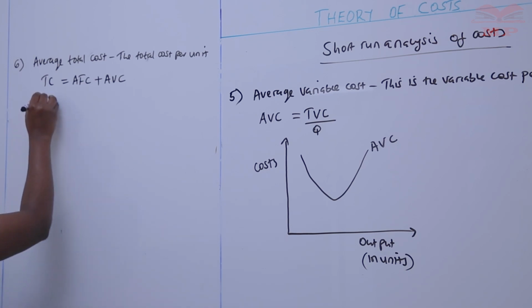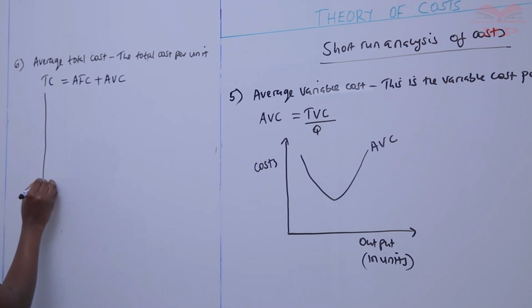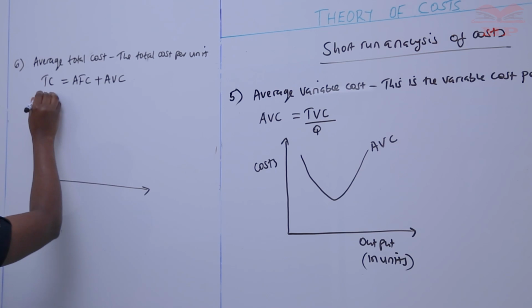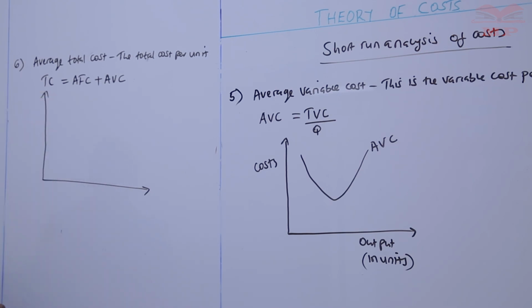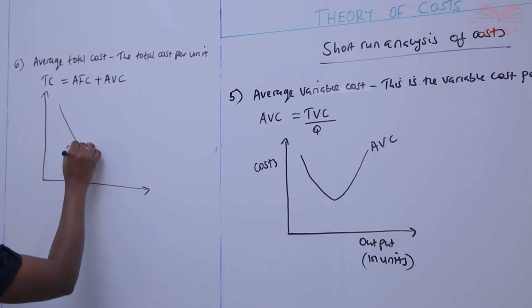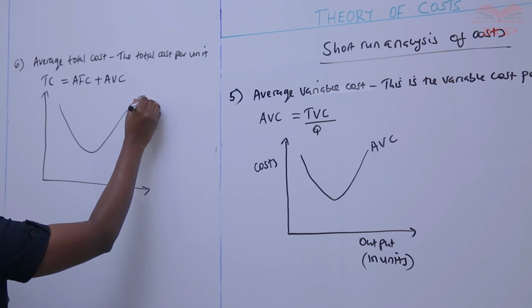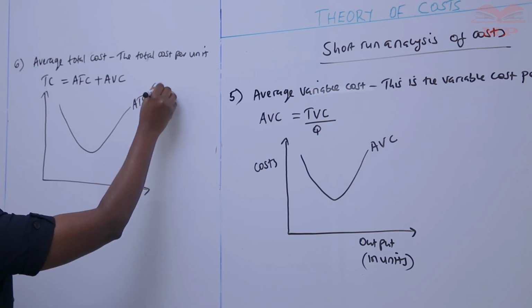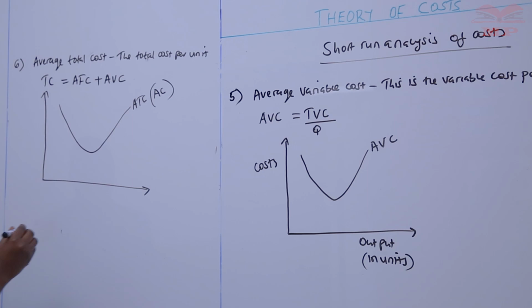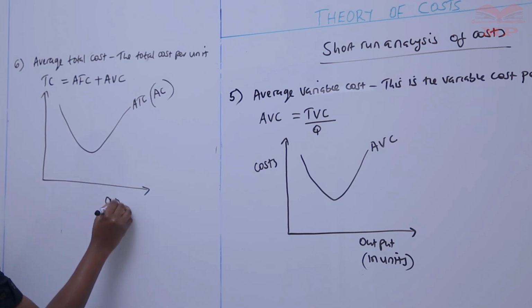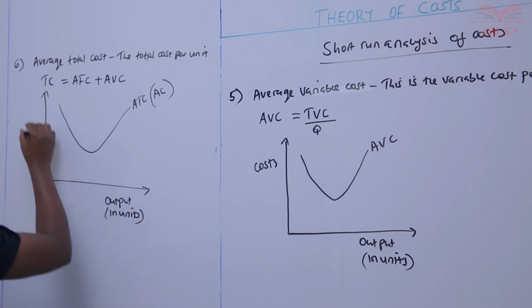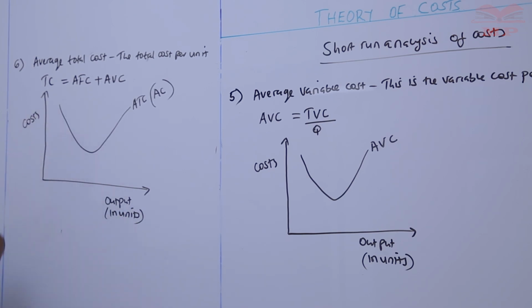So how do we illustrate this using a diagram? It has the same shape as that of average variable cost, and it is also U-shaped. This is the average total cost, which is also the same as average cost. So here we have output in units, and then we have costs.